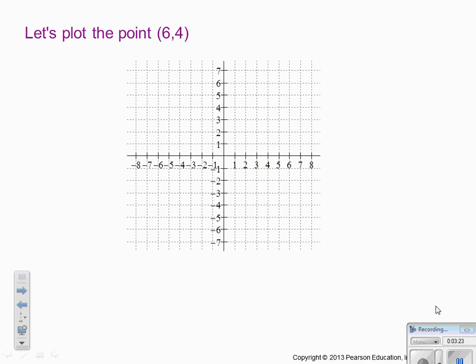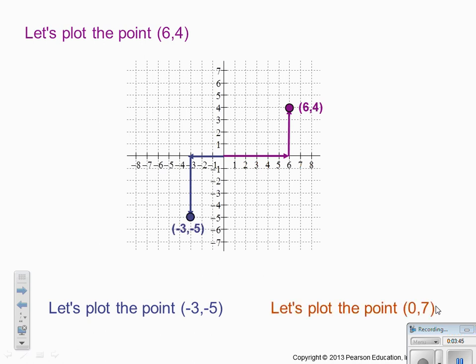So remember when you're plotting points, the x coordinate goes first, so in the case of (6, 4), you go horizontally 6 units and vertically 4 units. When you get into negative land, so (-3, -5), you would go left 3 units and down 5 units. (0, 7) would be over 0 units and up 7, which would keep you on the y-axis. And then our last, (-6, 0), would be negative 6 on the x-axis and 0 on the y.